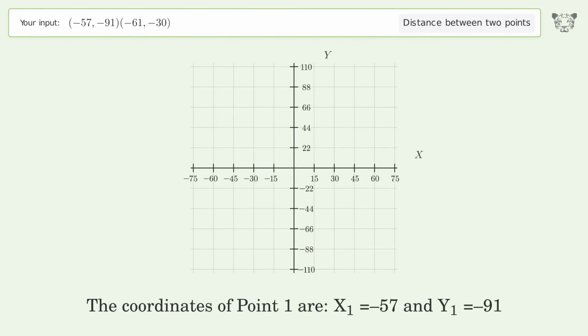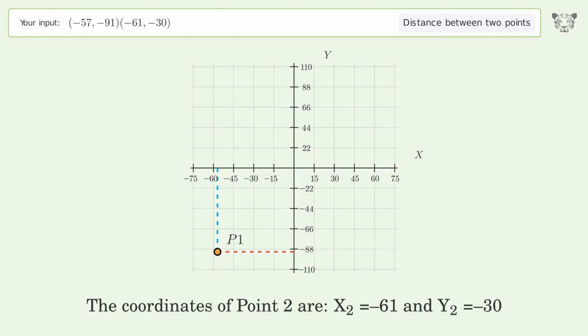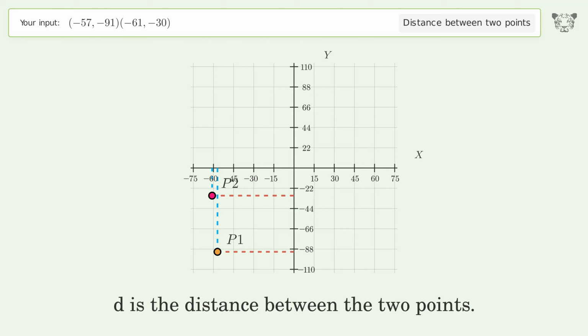The coordinates of point 1 are, x1 equals negative 57 and y1 equals negative 91. The coordinates of point 2 are, x2 equals negative 61 and y2 equals negative 30. D is the distance between the 2 points.